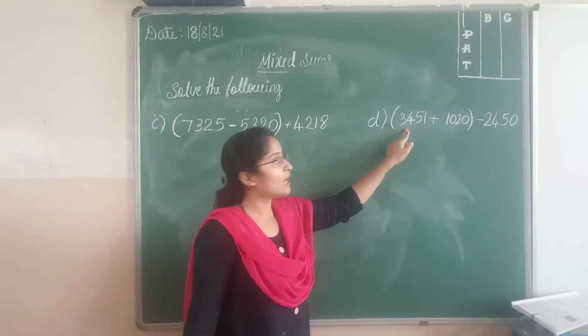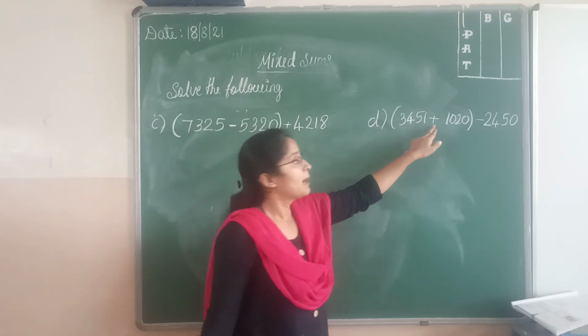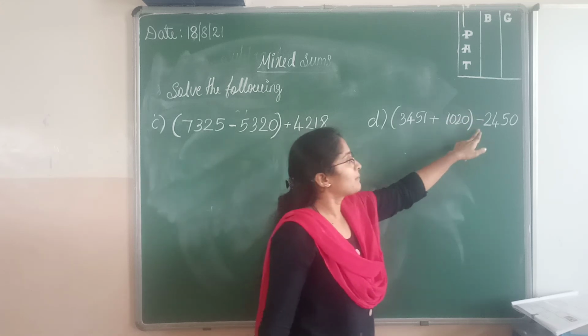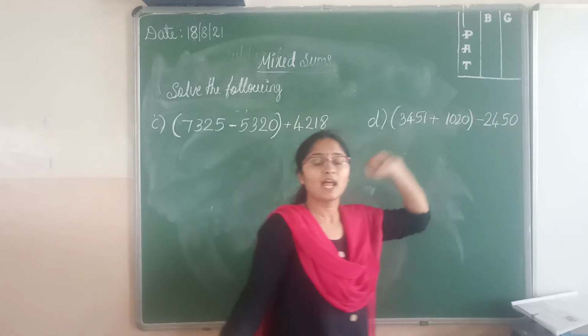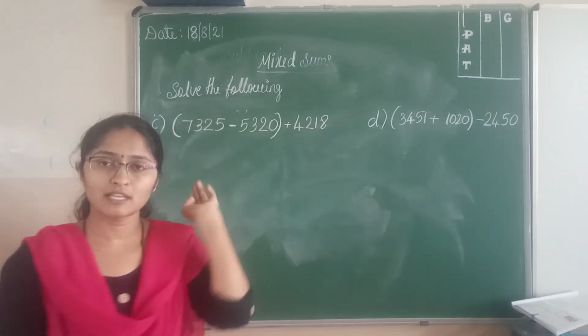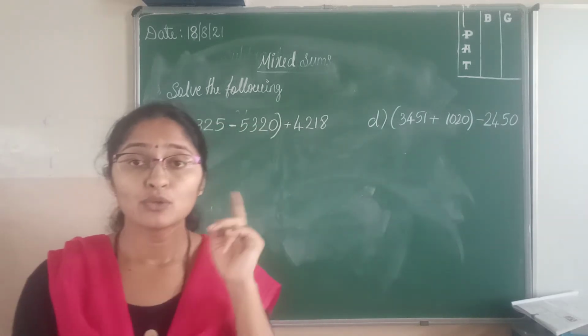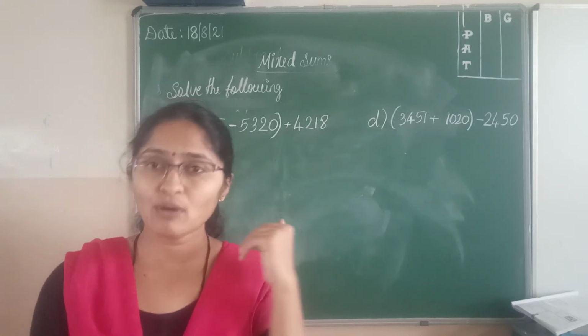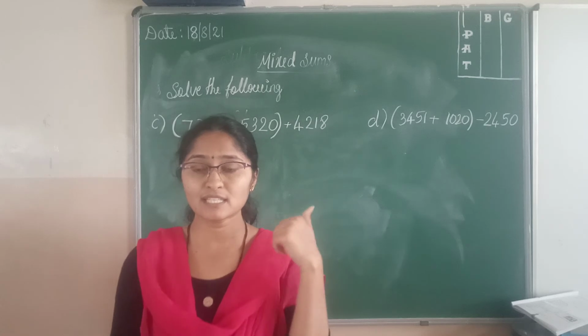And read this next question. Bracket 3451 plus 1020, bracket completes, minus 2450. Now when you observe both questions, brackets are given in both. So when brackets are given, how to solve? Before, what we solved was without brackets. Now this is with brackets.